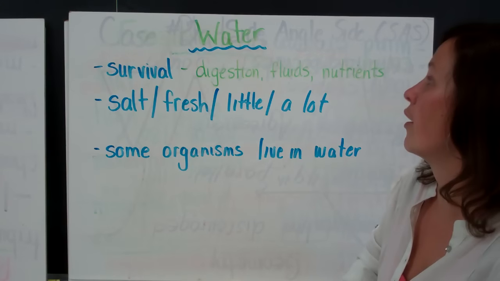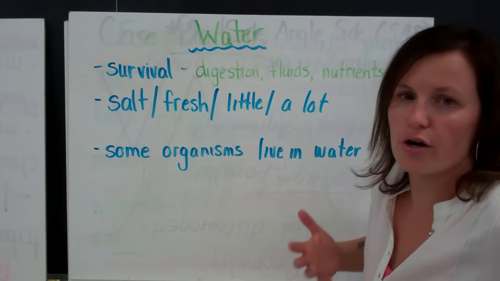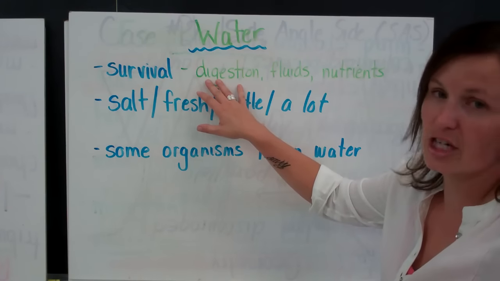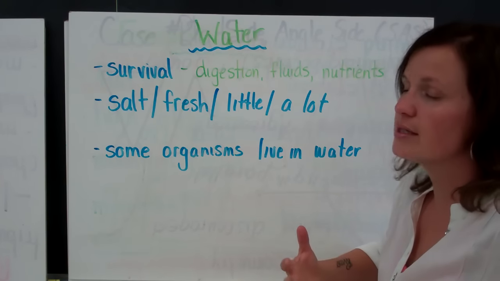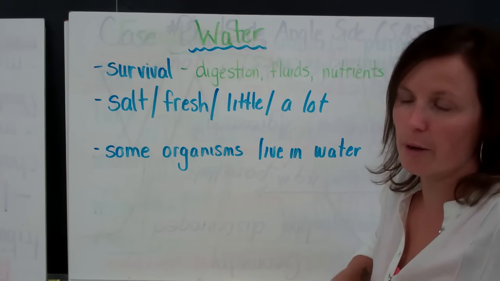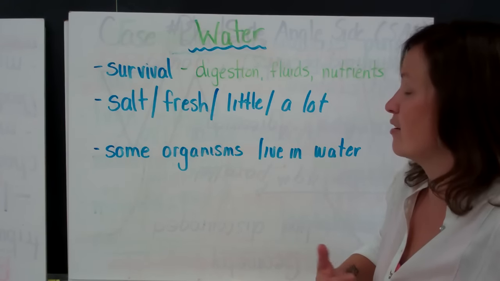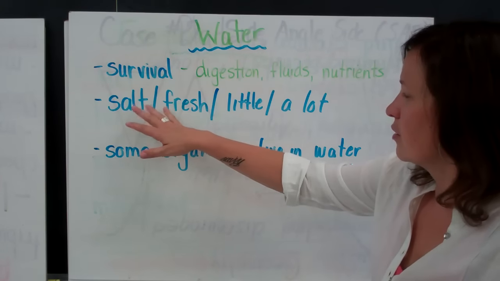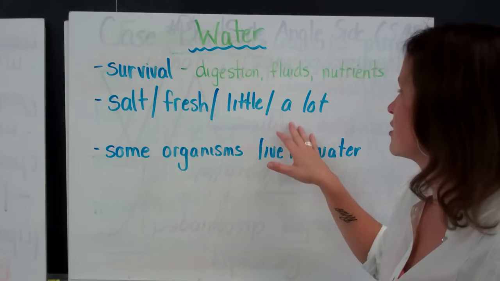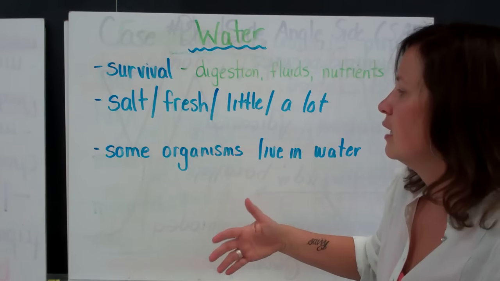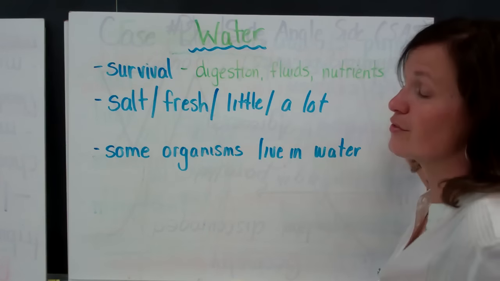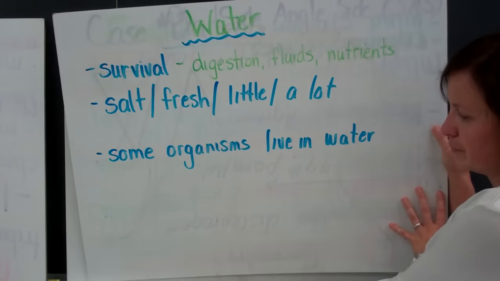Next is water. We need water in order to survive. It helps us break down our food by digestion. It allows fluids to move through our body, like our blood, and it moves nutrients through our body to help our body grow and heal and just function. On the earth, there is salt water and fresh water. There are some locations where there's very little water, and there are some locations where there's a lot of water. And there are some organisms that actually live within the water. Water is very important for life on Earth.